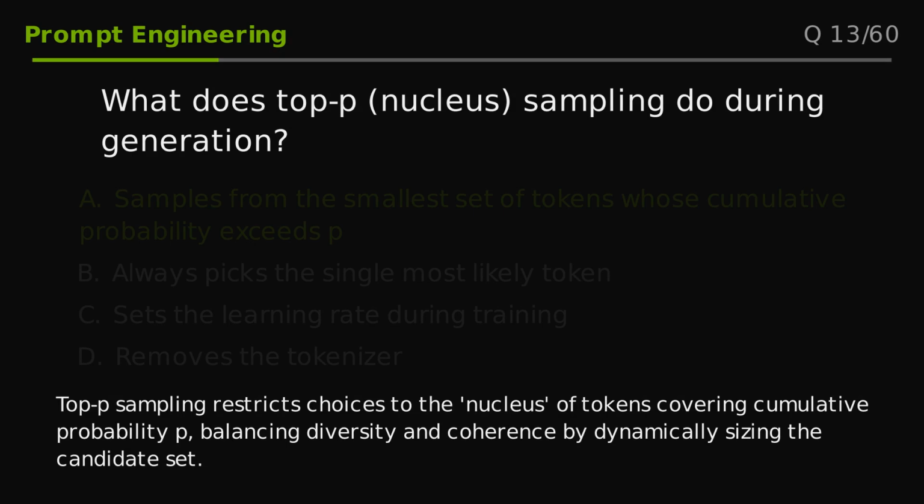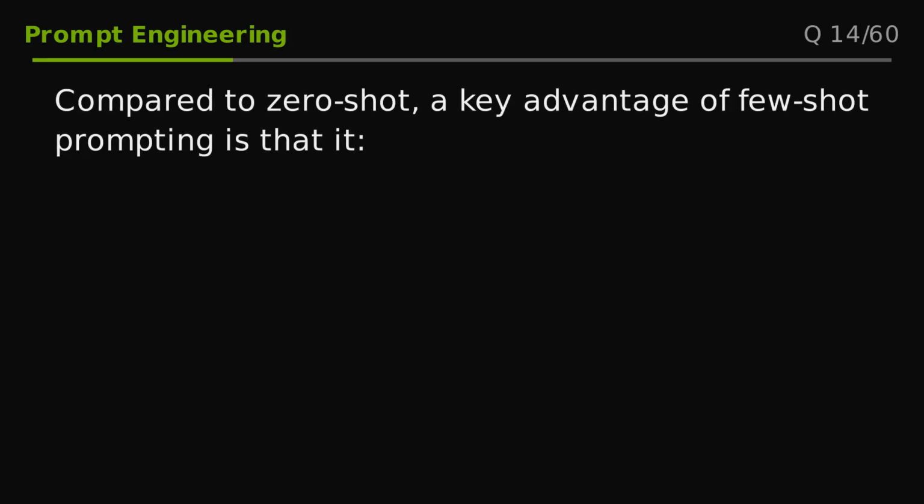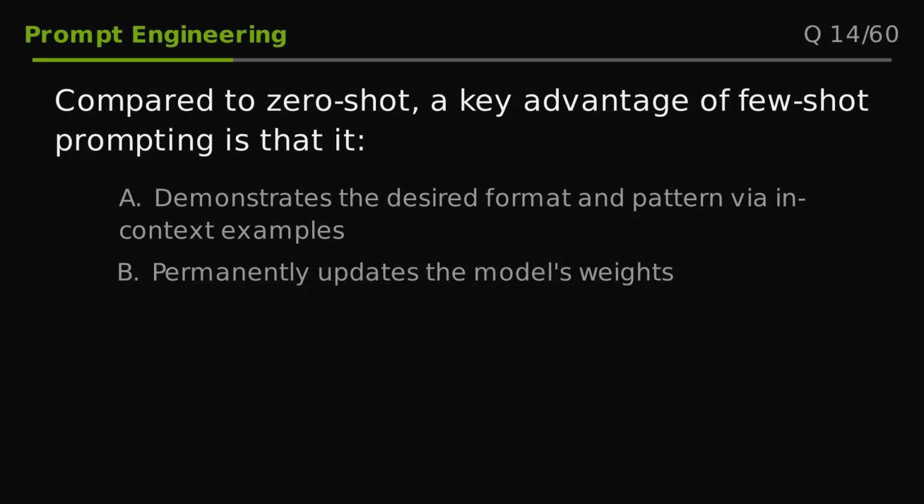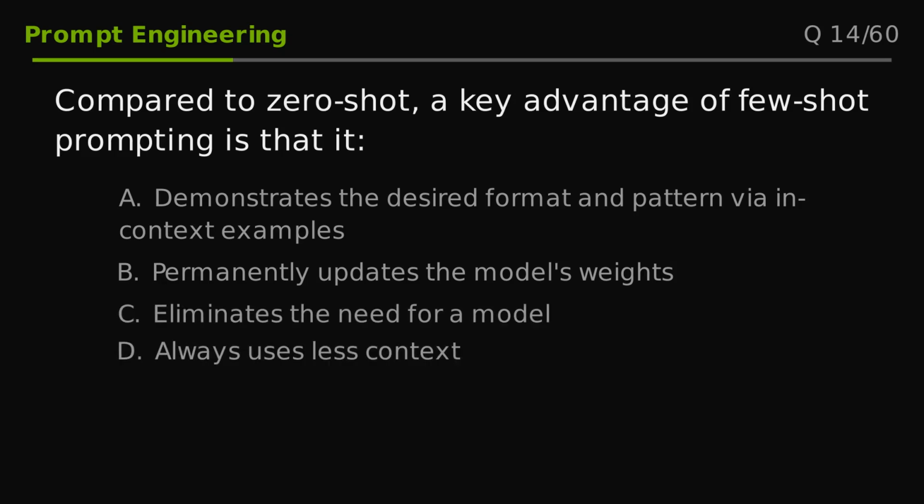Top-p sampling restricts choices to the nucleus of tokens covering cumulative probability p, balancing diversity and coherence by dynamically sizing the candidate set. Question 14. Compared to zero-shot, a key advantage of few-shot prompting is that it: Option A, demonstrates the desired format and pattern via in-context examples. Option B, permanently updates the model's weights. Option C, eliminates the need for a model. Option D, always uses less context.